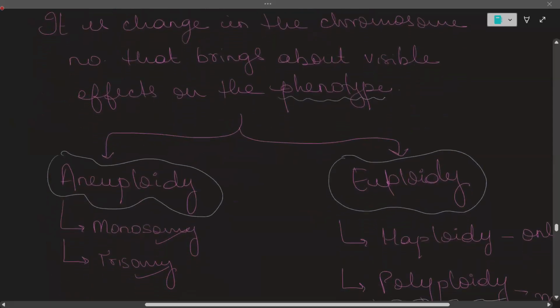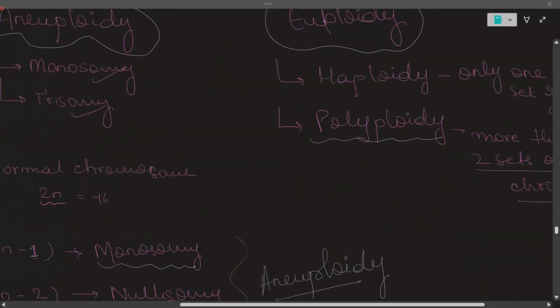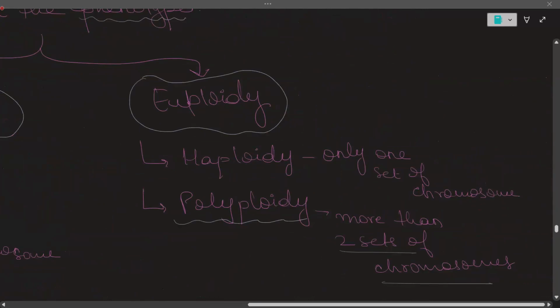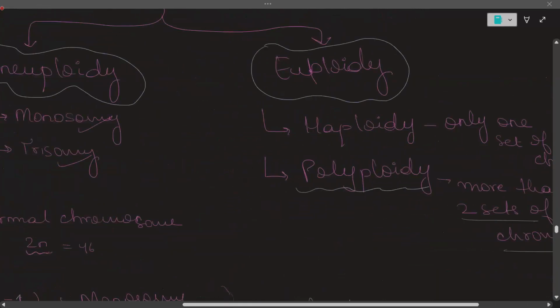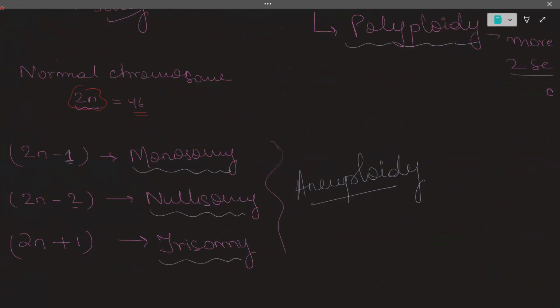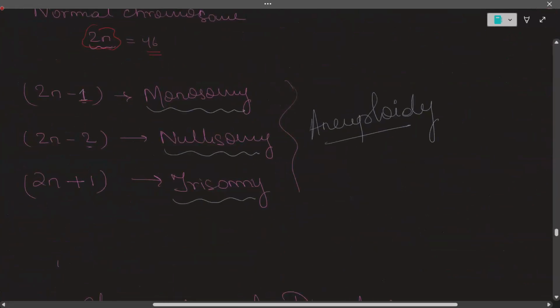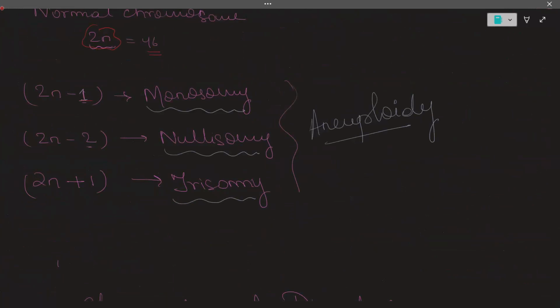Now, this genomatic mutation is of two types. It is aneuploidy, which contains monosomy and trisomy, and then it is euploidy, that is haploidy, only one set of chromosome, and polyploidy, more than two sets of chromosome. See, the normal chromosome is 2n, which is the diploid condition, meaning 46 chromosomes are there. In the case of monosomy, there is 2n minus 1 condition, meaning 45 chromosomes, which is aneuploidy. Then when 2n minus 2, meaning out of 46 you remove 2 of the chromosome, that is nullisomy. And then 2n plus 1 is trisomy, meaning 47 chromosomes in totality. So here the number of chromosomes is increasing or decreasing, and that is what we call aneuploidy.